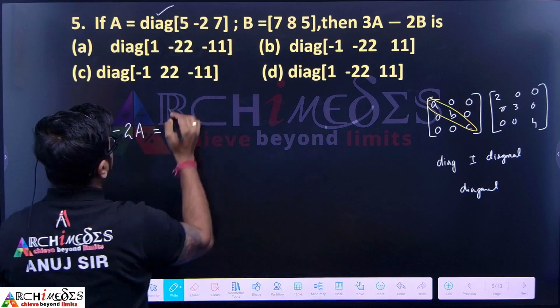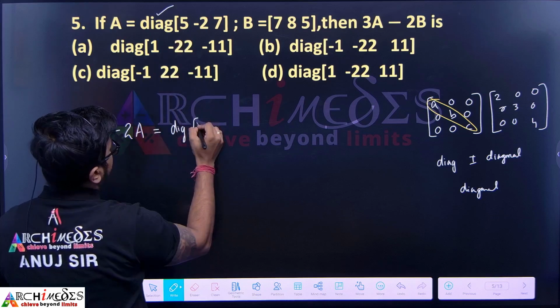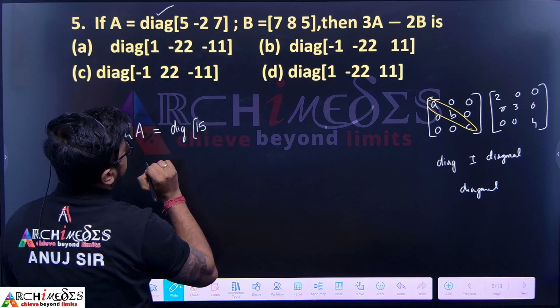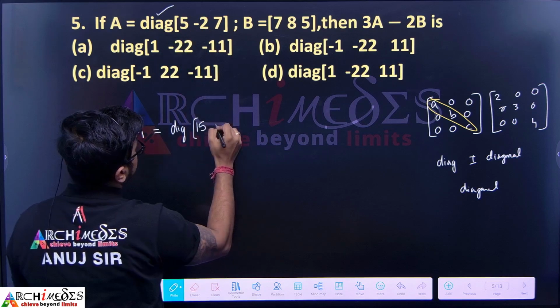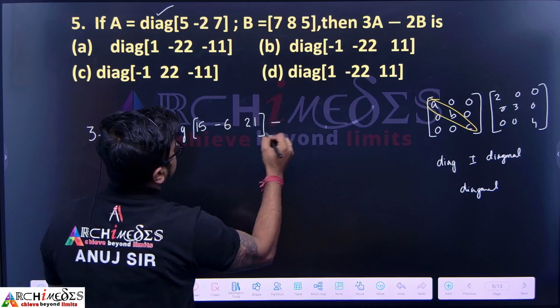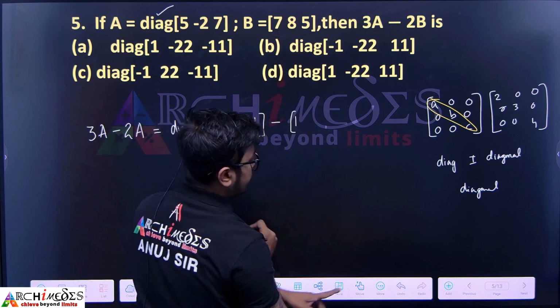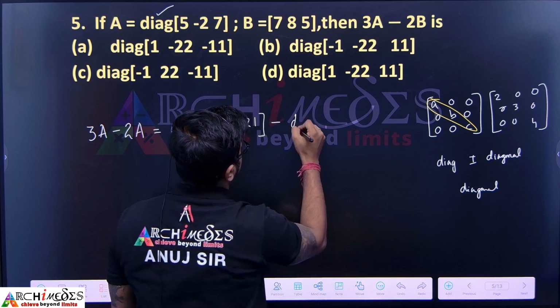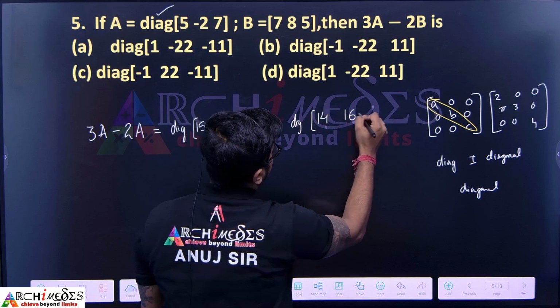This matrix becomes what? The diagonal matrix of 3 into 5 is 15. Clear? So actually you can do it directly. I'll give you the shortcut as well. 15, 3 into minus 2 is minus 6, 3 into 7 is 21. Now I am multiplying with 2. 2 into b is the diagonal of, this is a diagonal matrix. 2 into 7 is 14, 2 into 8 is 16, 2 into 5 is 10.